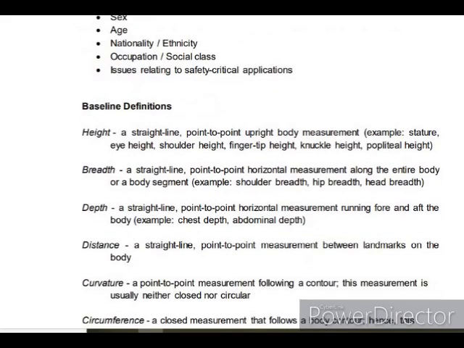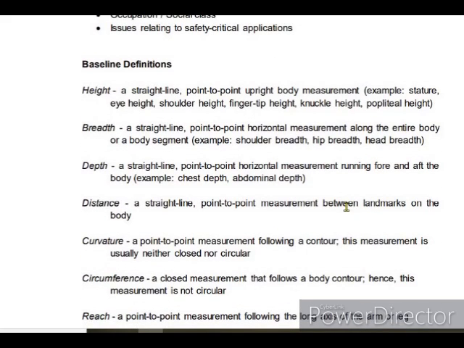So baseline definition. So what is height? Height is a straight line, point to point, upright. So the person to be measured should be upright. Body measurement examples: stature, eye height, shoulder height, fingertip height, knuckle height, and popliteal height. Okay, so those are many other references for the height. Okay, so when you say popliteal, it is in the back of the knees.